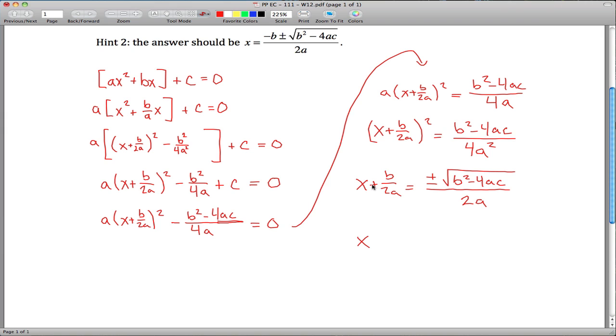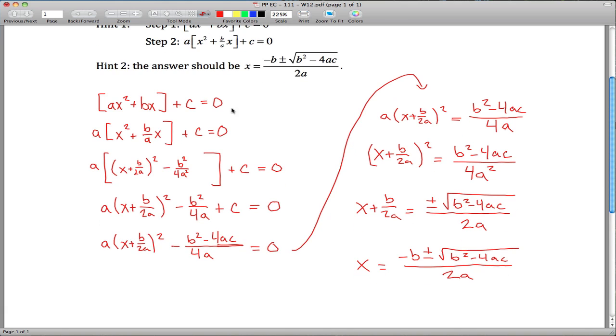Finally, if you subtract b over 2a from both sides, you get x equals negative b plus or minus the square root of b squared minus 4ac. Since we have the same denominator, we can put it all over 2a. And this right here is the quadratic equation, which is really just solving a general quadratic equation using completing the square. That's the end.